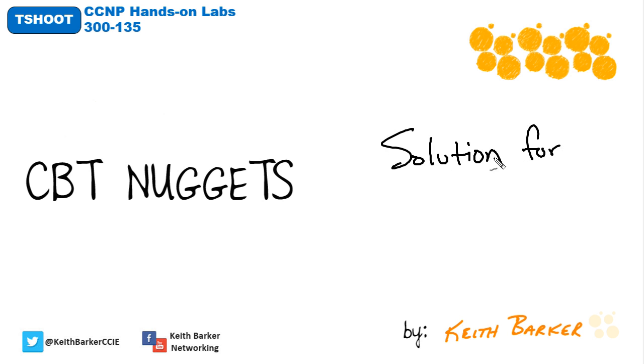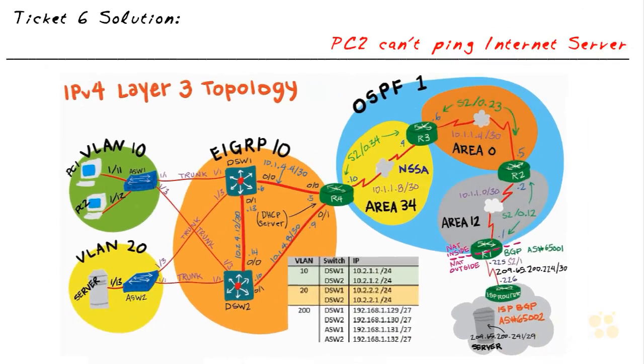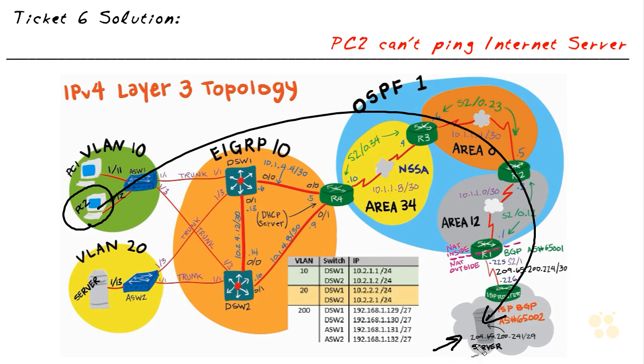In this nugget, we'll walk through a solution for troubleshooting ticket number 6. So our objective here in ticket number 6 is to get PC2 over here in VLAN 10 to be able to connect to the web server, or this internet server out here on the internet, at 209.65.200.241. So let's get to it.